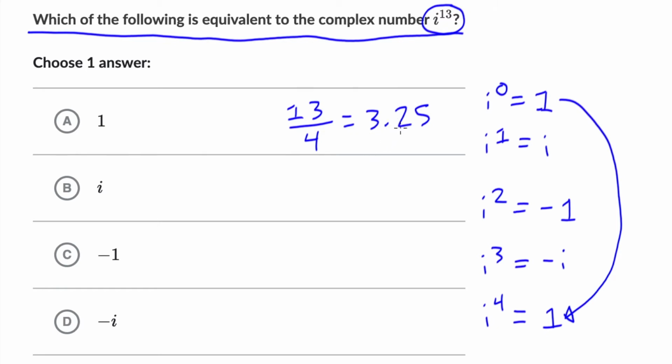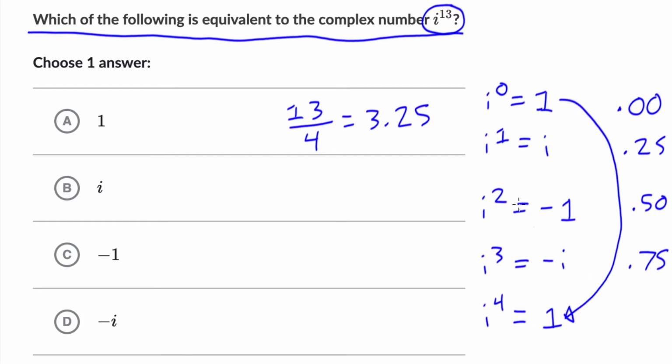Now, what does this even mean? How is this even going to help us find our answer? Well, so see, I have 1, i, -1, -i. These all correspond to decimal places. Now, it technically doesn't, but bear with me here. So i to the 0th power is a 0.0. i to the first power is 0.25. i to the second power is a 0.5. And i to the third is a 0.75.